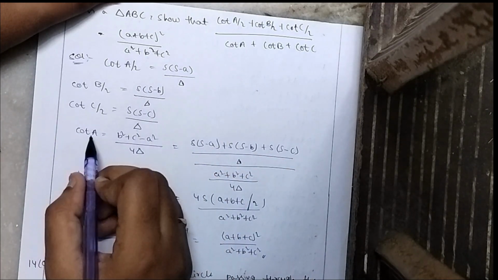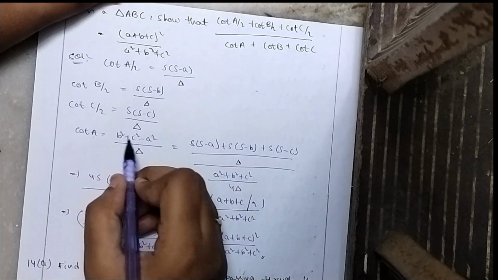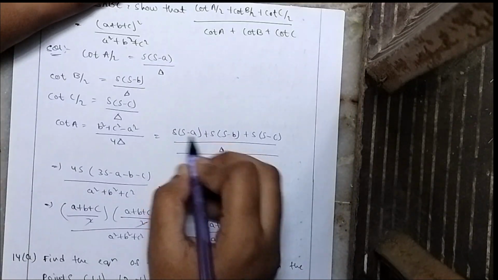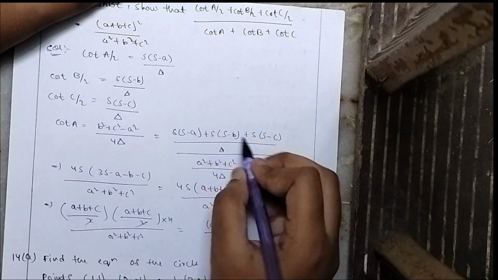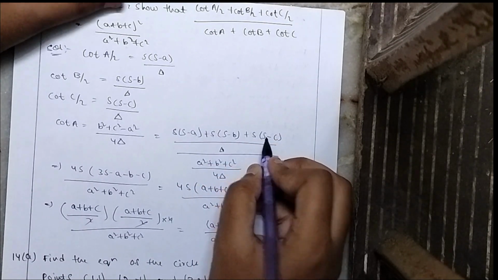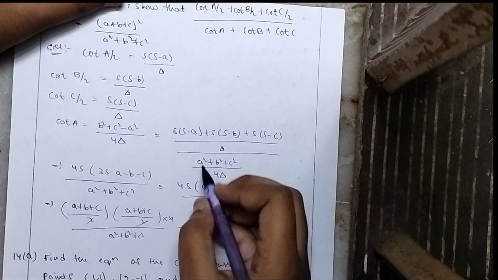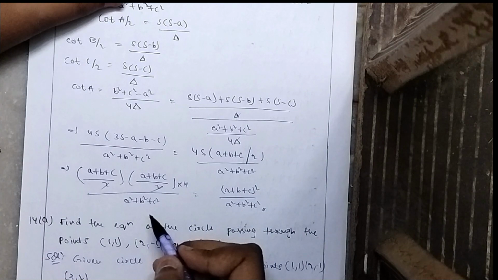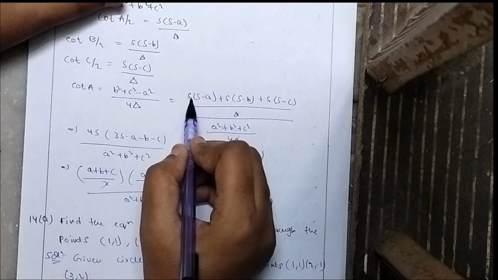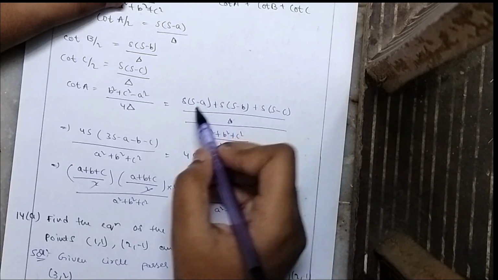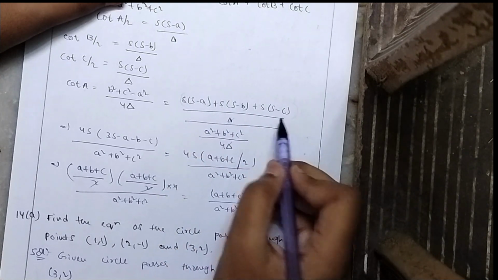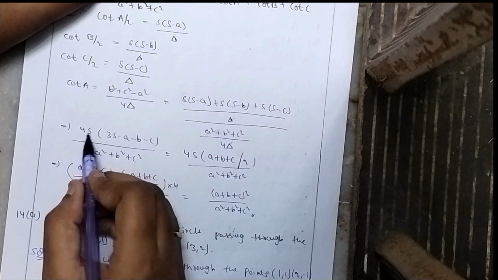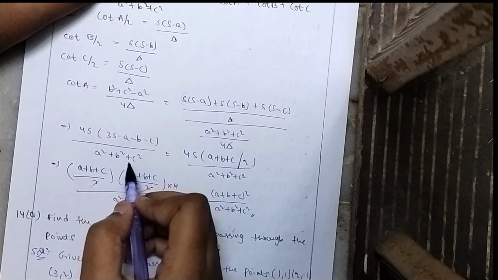So now cot A equals b square plus c square minus a square by 4 delta. Substituting this value, s into s minus a plus s into s minus b plus s into s minus c by delta, by whole by a square plus b square plus c square by 4 delta. That means delta cancels, and this 4 goes in the numerator. So 4 into s minus a plus s into s minus b plus s into s minus c. By solving this, 4s into 3s minus a minus b minus c by a square plus b square plus c square.